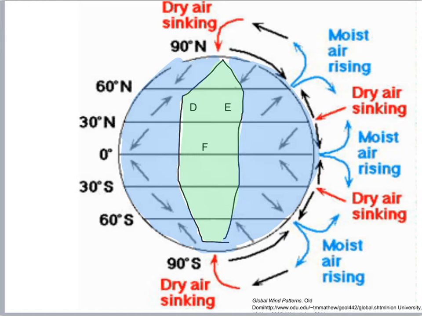Okay, now let's take a look at examples D, E, and F. D, if you see the wind is coming off the ocean towards D, so what kind of climate would you think that would have?